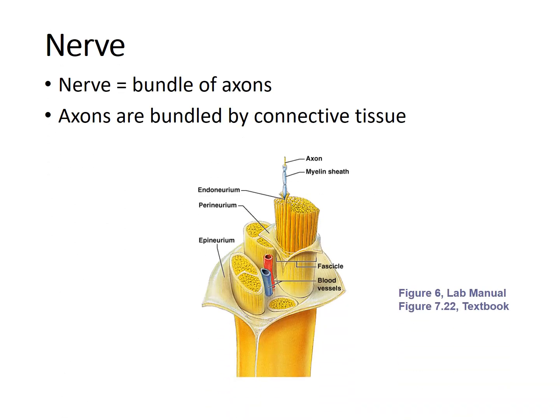A nerve is simply a bundle of axons in the peripheral nervous system. So I want you to imagine you have a cluster of neurons, and each neuron has an axon. Those axons are bundled together in various layers of connective tissue, and that's what a nerve is. Simply a bundle of axons in the peripheral nervous system.